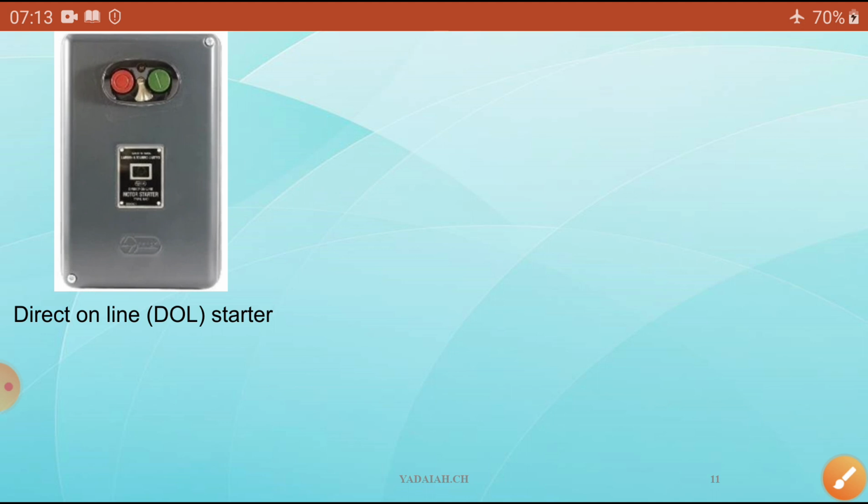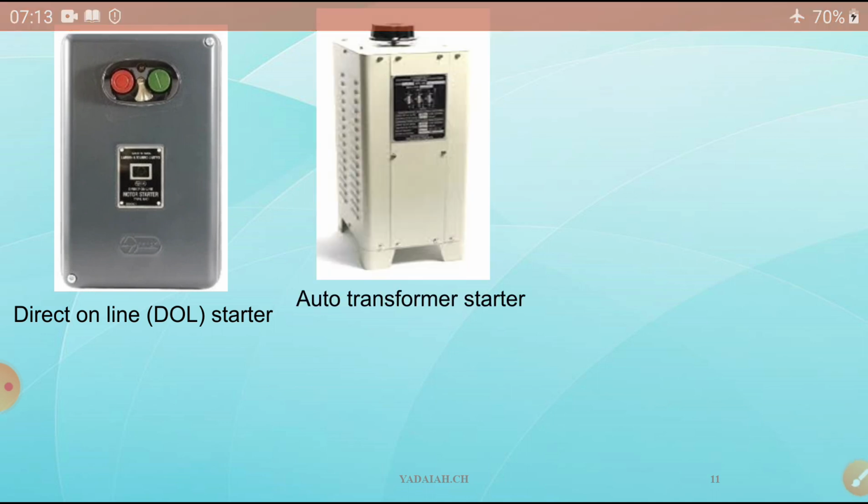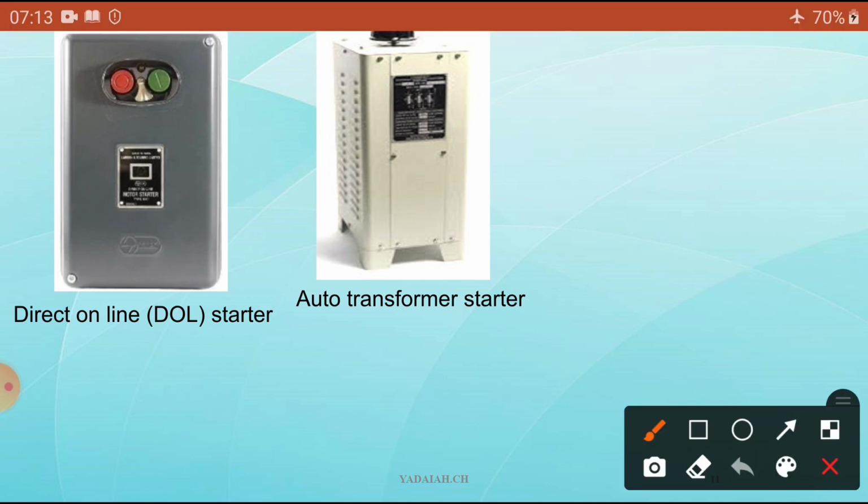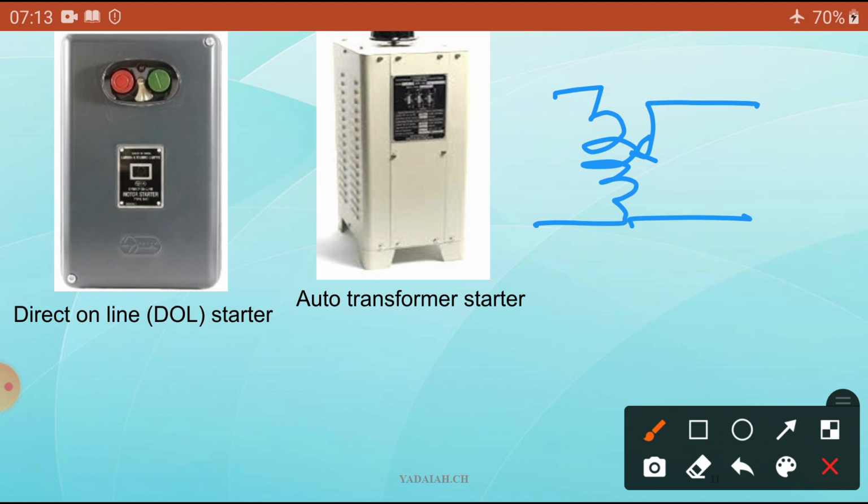So what is the other starter used in the laboratory? That is the auto transformer. So what is the auto transformer? Inside there is a winding. This is the primary winding and this is the secondary winding. Let us take a single phase, for example the R phase, and take another neutral, and here we apply 230 volts. From this point to this point we have 100 turns, and from this to this we have 50 turns.